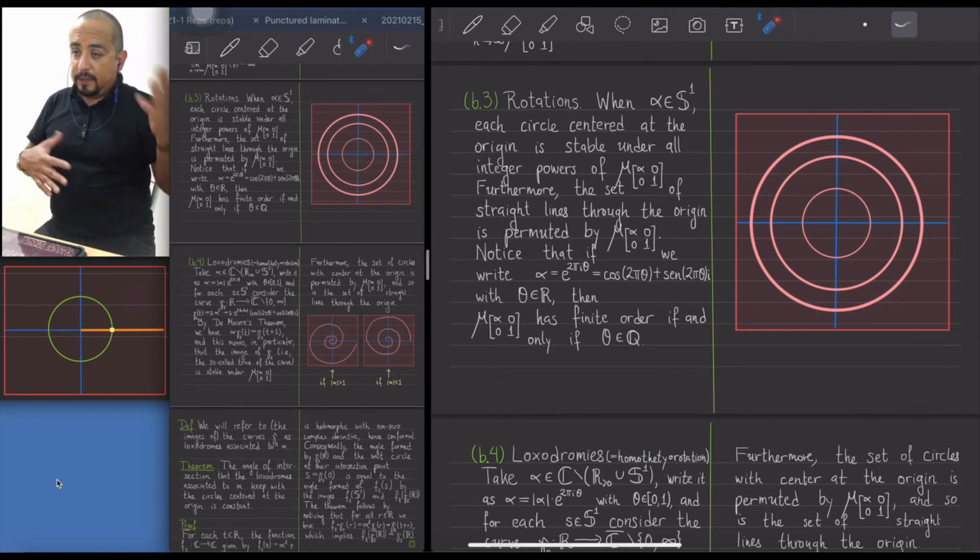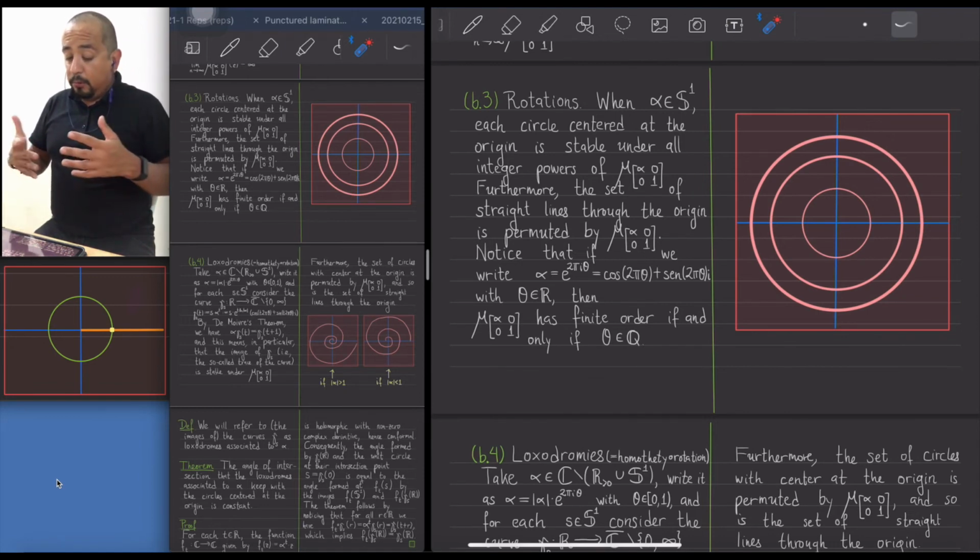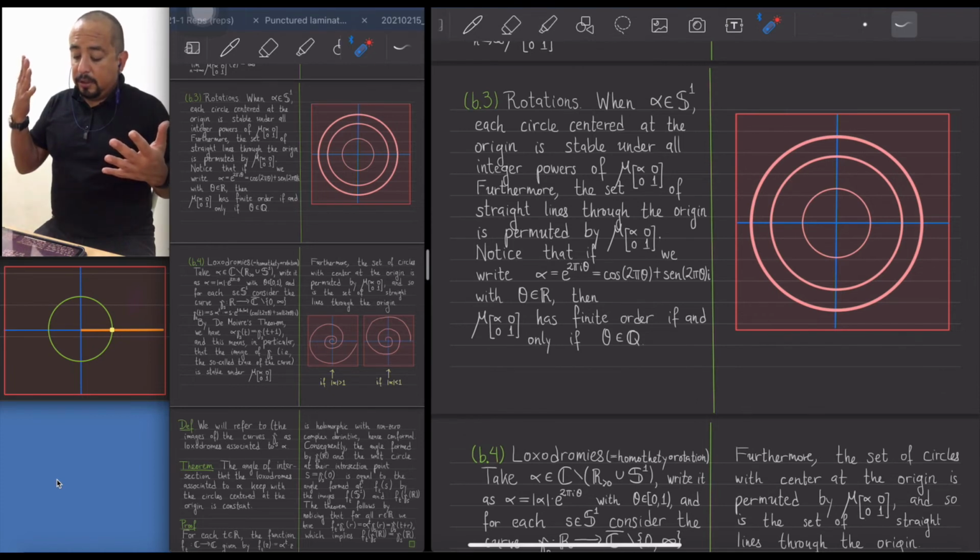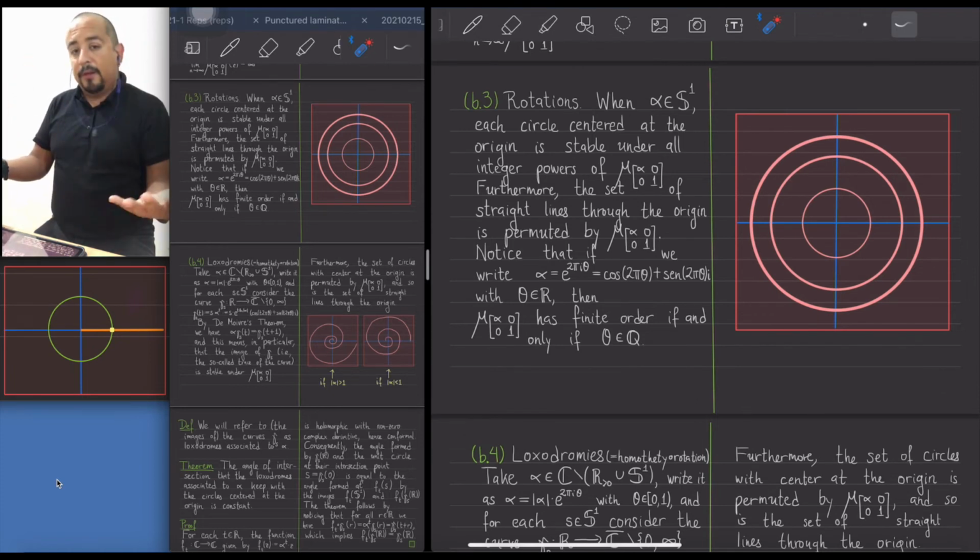In the case of translations, there are many. In the case of homotheties, we only gave one family. Also in the case of rotations. But in all of those cases, it doesn't matter which curve in the family of stable curves and which curve in the family of permuted curves I take. The angle they form in their intersection is always the same.